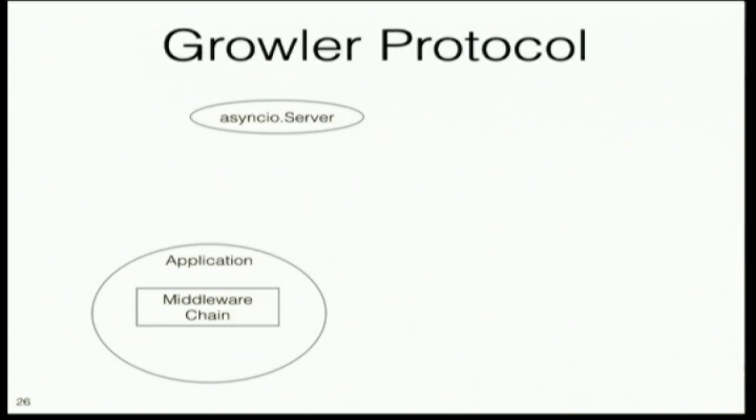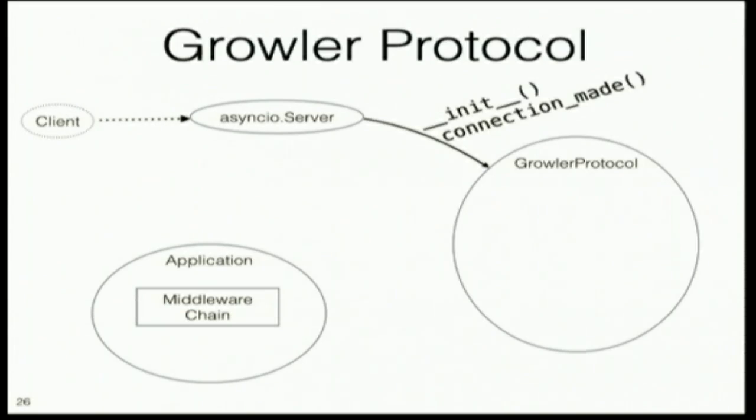There's one instance of an application for every application that you want. You could create multiple if you choose, but it's not creating a new application every time a connection appears. So a client appears, sends a connection to the server. The server then creates a protocol, in this case my Growler protocol, calls init, calls connection made. Connection made, again, has the transport in it, so I can save that and write to it later.